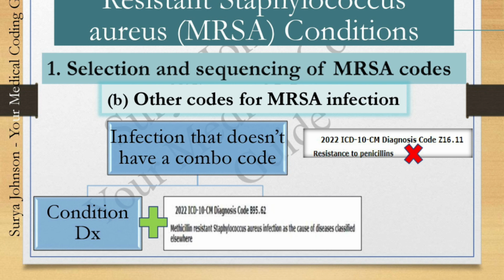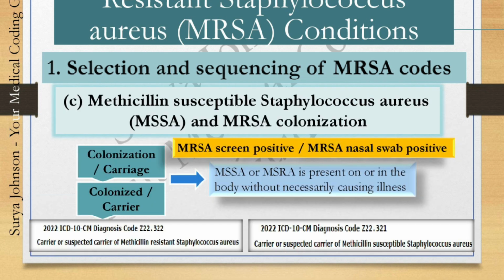So in this 1C, MSSA and MRSA colonization. MSSA means methicillin susceptible Staphylococcus aureus, and MRSA colonization.